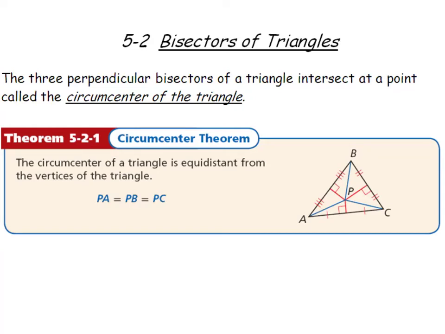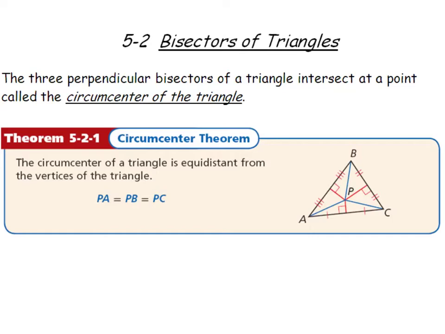Section 5.2 deals with bisectors of triangles. Today we're going to talk about two different types of bisectors, perpendicular bisectors and angle bisectors, and how, when they intersect, they form specific points within our triangle. So the first one we're going to deal with are the perpendicular bisectors.